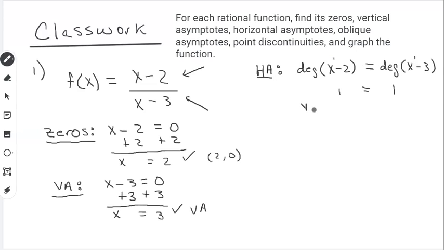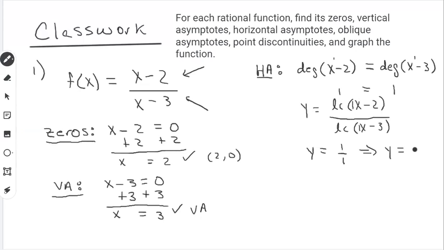So that means I need to look at the leading coefficient of the top. So I'm going to label that as the leading coefficient of x minus 2 on the top. And I'm also going to have the leading coefficient of the bottom, x minus 3. That's going to be the denominator. So what's the leading coefficient of x minus 2? Well, that's just going to be a 1 on both sides. So I'm going to get 1 divided by 1, which is just y equals 1. That is my horizontal asymptote. And we'll see that when we graph it. Okay, let's move on to oblique asymptotes.